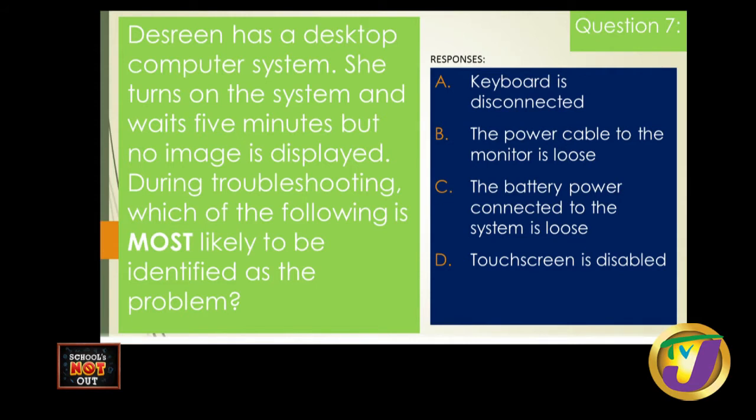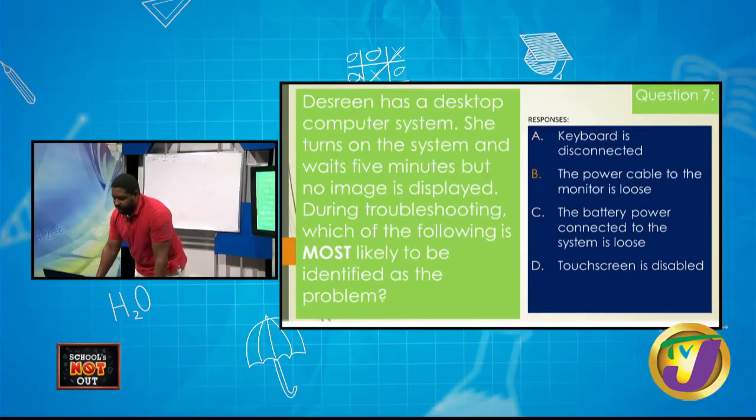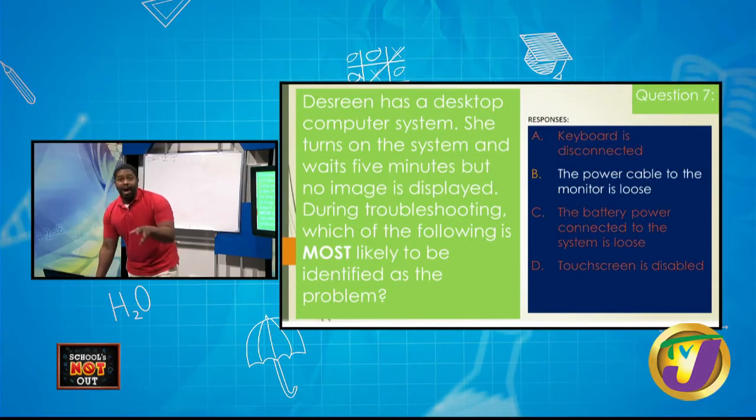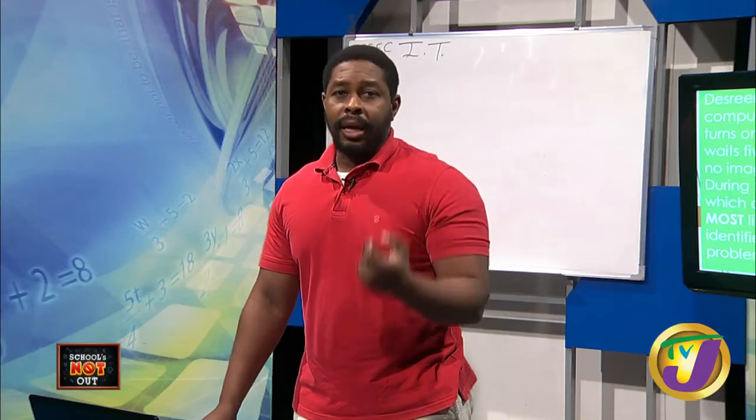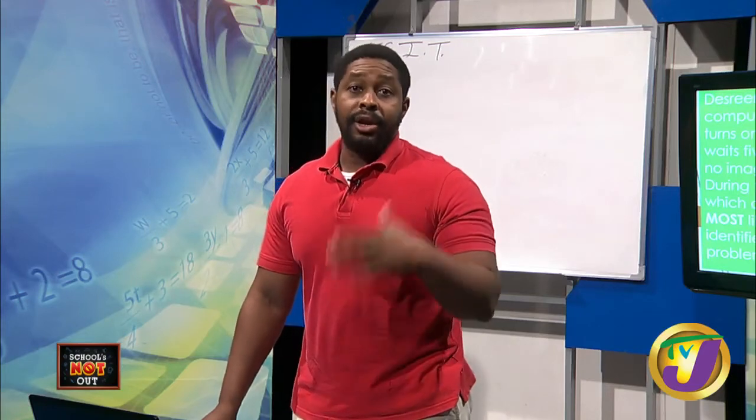D. Touchscreen is disabled. Of course, if we read over the question, we can see where it just says that there's no image displayed. So there's a possibility that the power cable on or connected to the monitor is loose, and that is normally the case if you move around the computer, your desktop, or your monitor every now and again. The cable becomes loose and then you're seeing no picture.